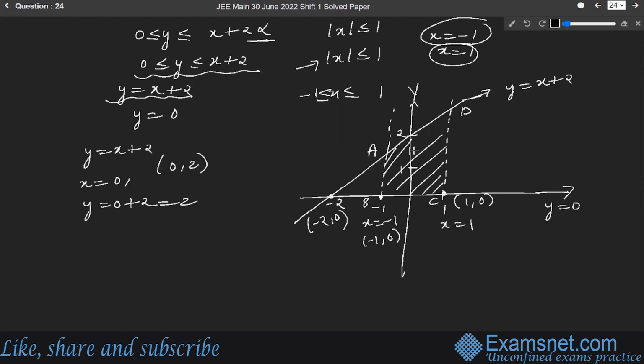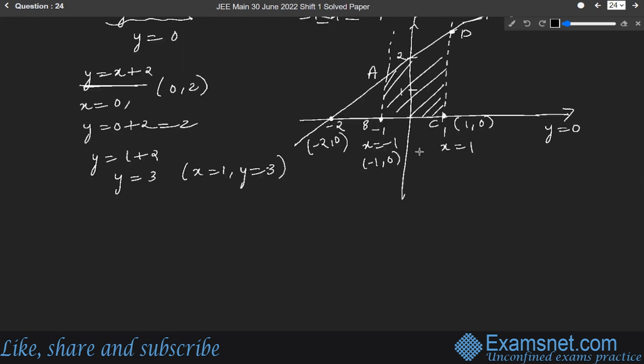All right. Now, if we talk about the coordinates here, we know that point D will be what? 1, 3. All right. How 1, 3? We have y is equal to x plus 2. If x is 1, y will be equal to 1 plus 2. So if x is 1, y will be equal to 3, right? So we have 1, 3.